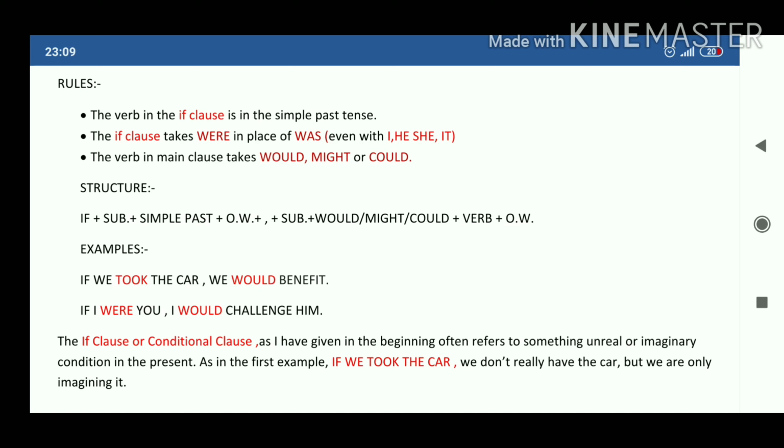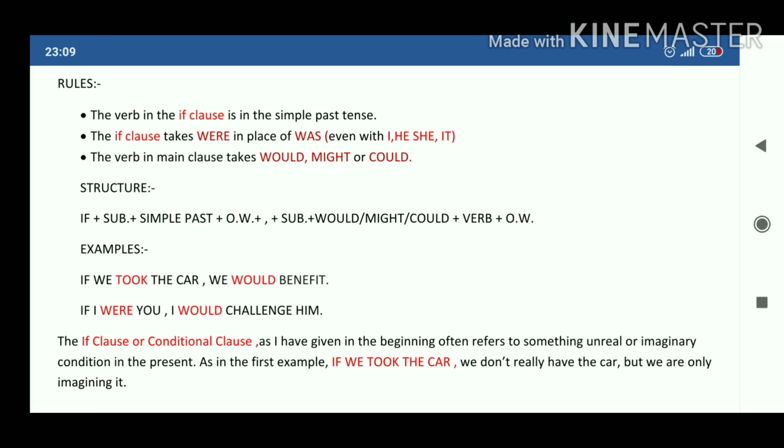I have given you one more example, that is, if I were you, I would challenge him. In this sentence, if I were you is the if clause, and in the if clause I have used were with I. Usually with I we use was, but here I have used were as it is given in rule number 2.